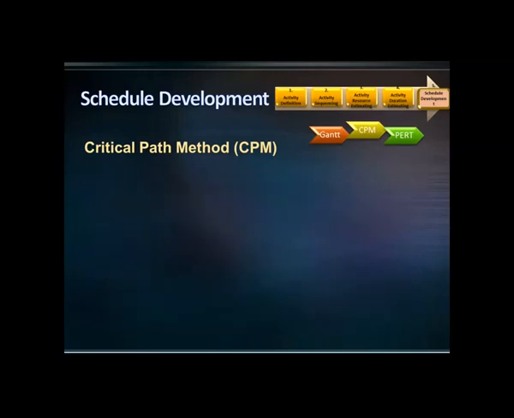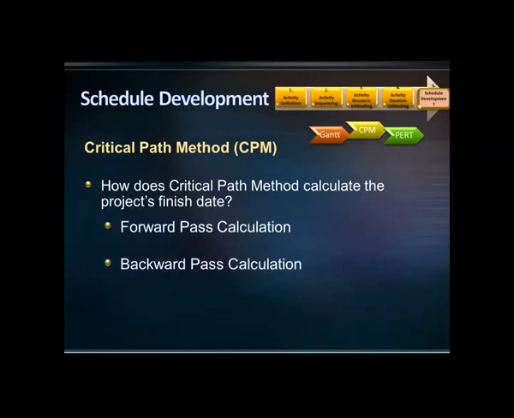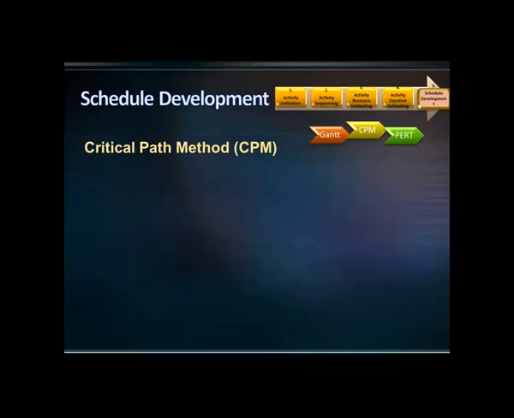To calculate the project's overall duration, the critical path method uses two calculations: forward pass calculation and backward pass calculation. In forward pass, the early start and early finish dates are calculated. In backward pass, the late start and late finish dates are calculated. But what is the early start, early finish, late start, and late finish?